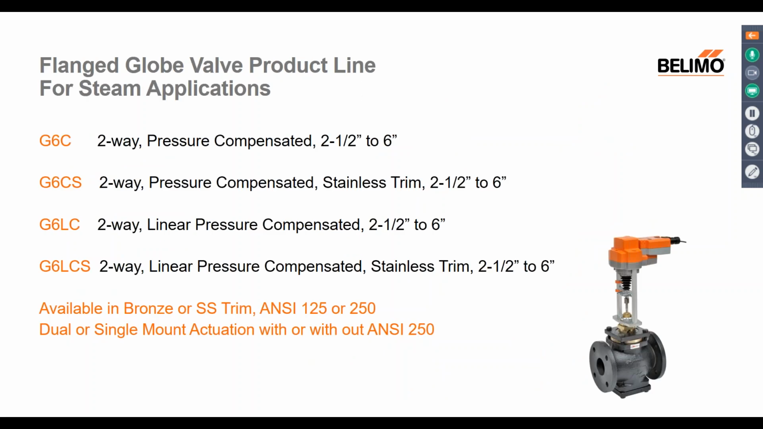The G26C compensated, that means 2.5 through 6. Very, very high close-offs on that line. The CS is the same valve with stainless steel trim, again above 15 PSI, but a lot of engineers will spec stainless steel trim for any steam application. We have linear or equal percent.